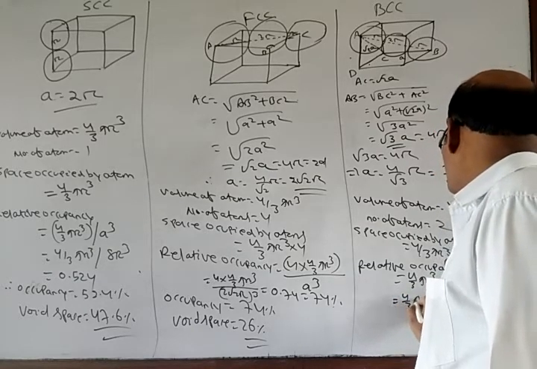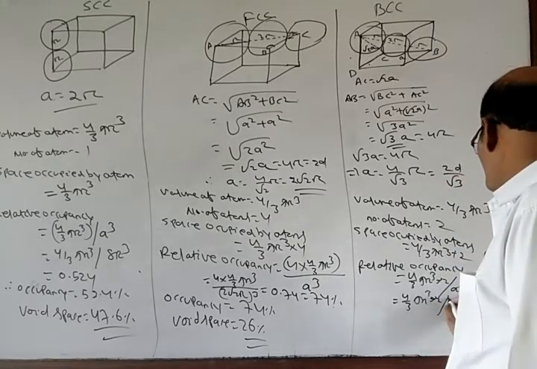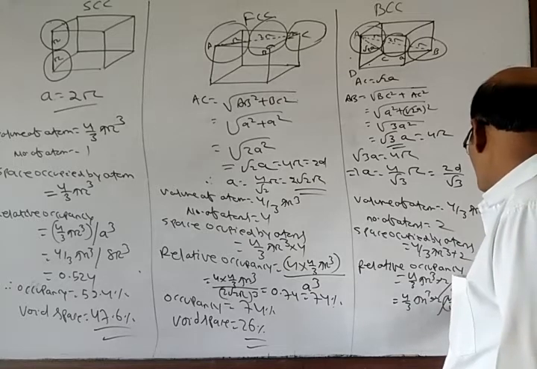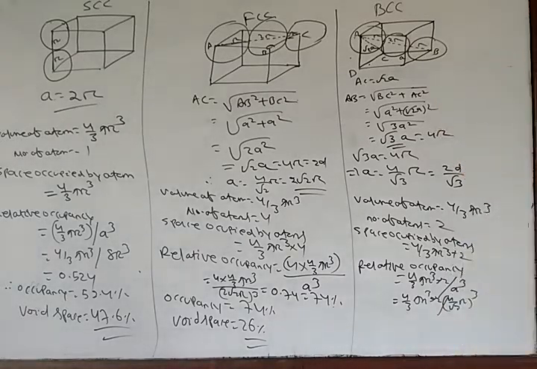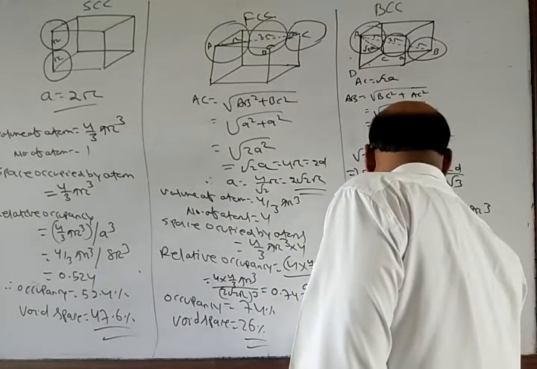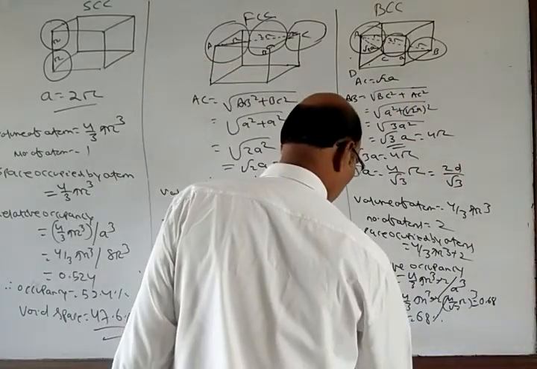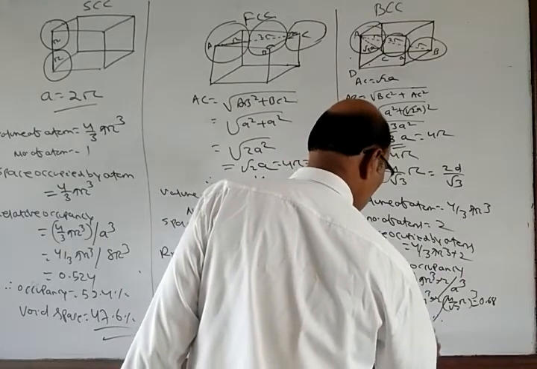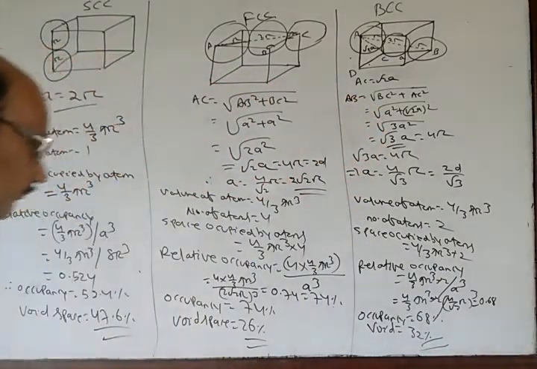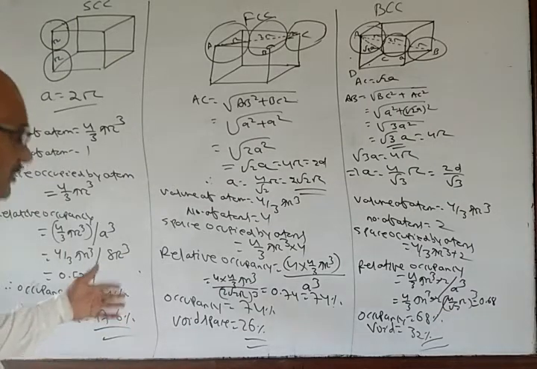4 by 3 pi r cube into 2 divided by 4 by 3 4 by root 3 r cube. Okay, so we will get 0.68. Therefore, occupancy is 68% and void is 32%. So the highest void space is in your SCC, the lowest is in your FCC.